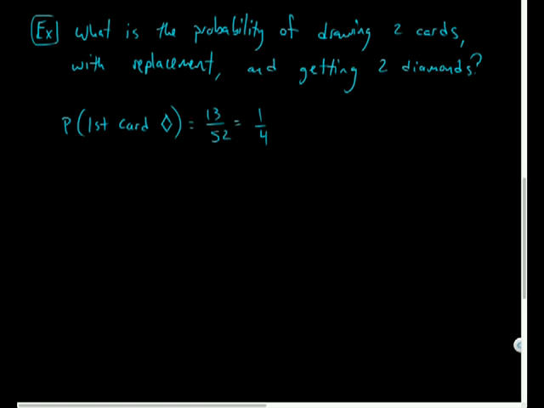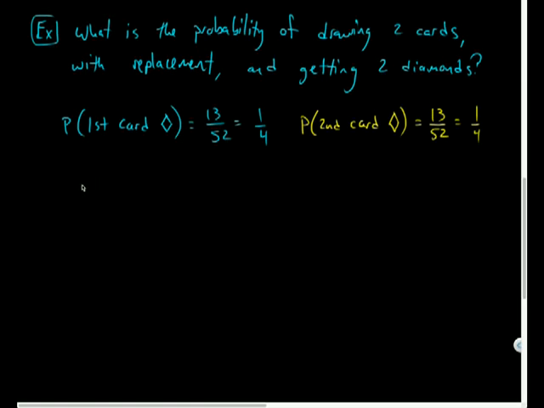And then let's figure out what's the probability the second card is a diamond. Pardon my lag there. And that's exactly the same situation because I took that first card, put it back in the deck, reshuffled, so it's the same probabilities, right? 13 out of 52 or 1/4.